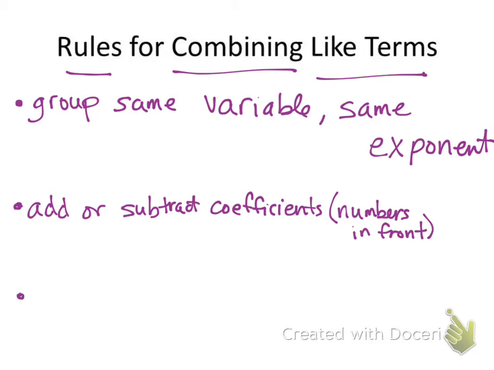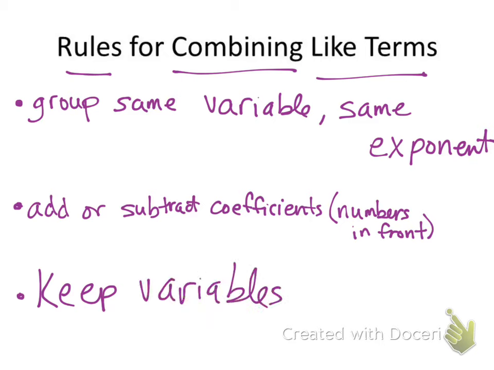And then the last step is you keep the variables the same. If we're talking about apples and we add them together, we're still talking about apples. If we're talking about oranges and we put a bunch of oranges together, we're still talking about oranges. So don't change the variables. So we find out what's alike, add or subtract them, keep the variables the same.